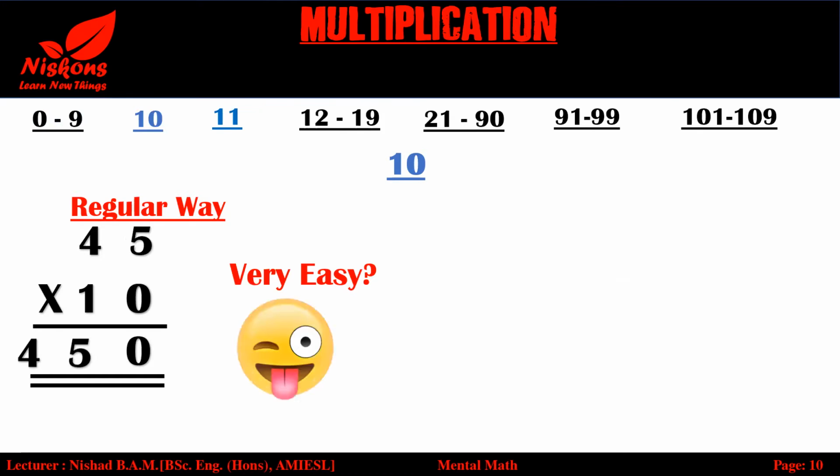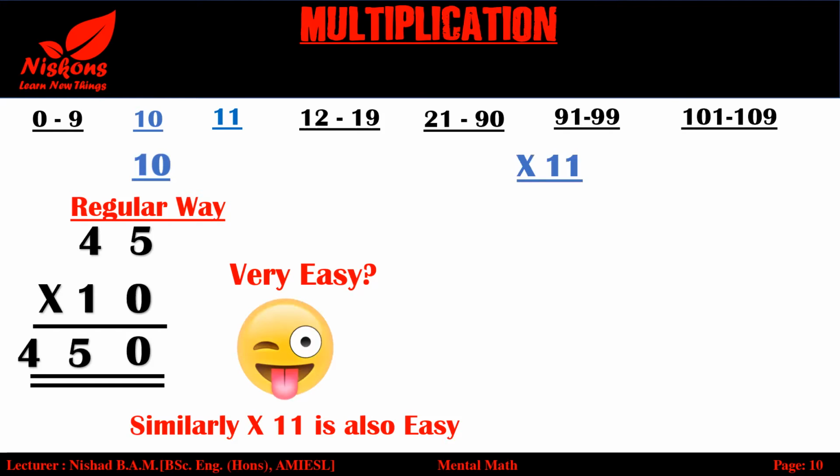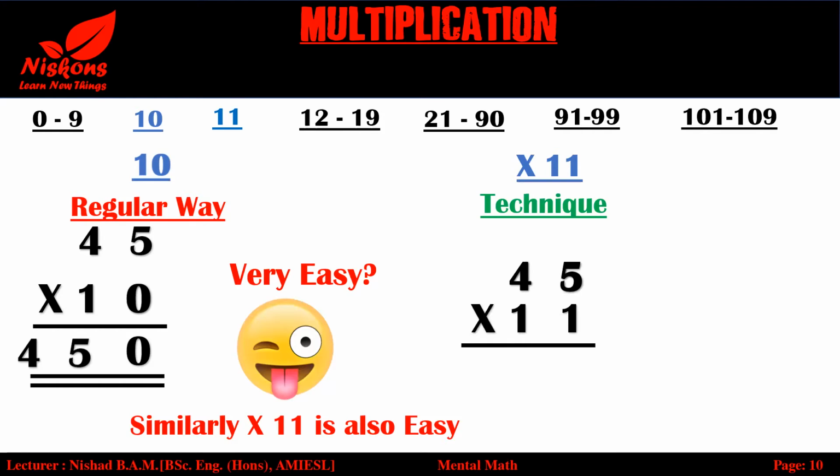If we have to multiply by 11, similarly, this is also very easy. Trust me, after learning this trick, it will be very easy. So, 45 multiplied by 11. The technique is we have to see the last number and paste it. 5 will become 5 here.